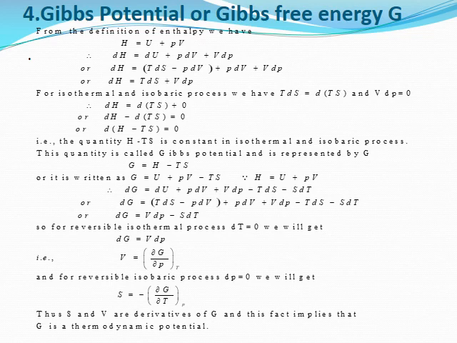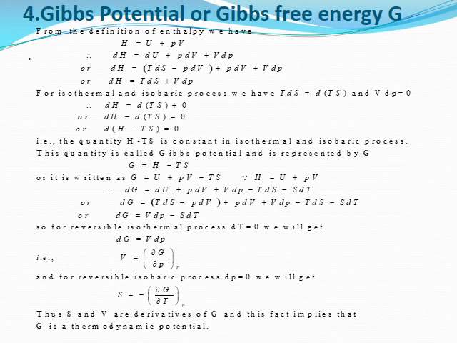So here the bracketed quantity H minus TS is constant because its differential is 0 in an isothermal and isobaric process. This quantity is called Gibbs potential and is represented by capital G. So G is equal to H minus TS. Putting the value of H here, H is equal to U plus PV, we can write G is equal to U plus PV minus TS.